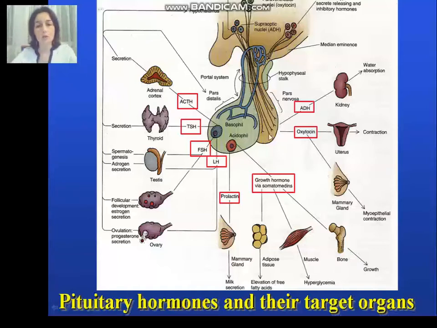Here we are looking at the neurohypophysis, which produces its own hormones. ADH target is the kidney tubules. Oxytocin targets muscles of the uterus, and also the mammary gland. Prolactin, which is produced by acidophils, stimulates the mammary gland to produce milk, while oxytocin will stimulate the ducts of the mammary gland to release the milk, not produce but release it.